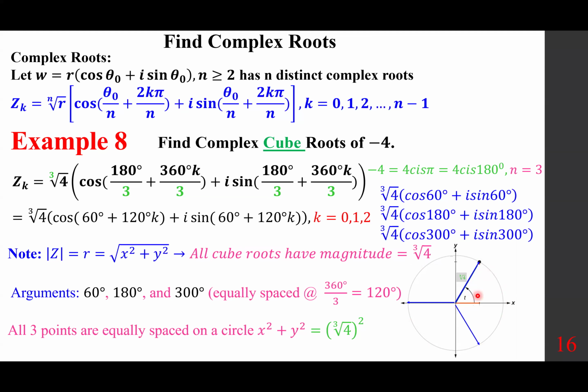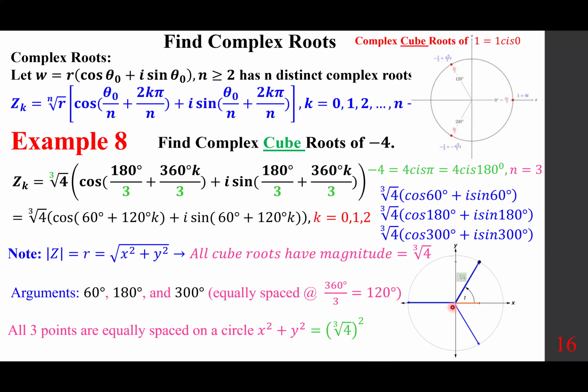The first one is 60 degrees, so this is 60 degrees, everybody. This is 180 degrees. In other words, since there are 3 of them, 360 divided by 3, each one must be separated by 120 degrees.